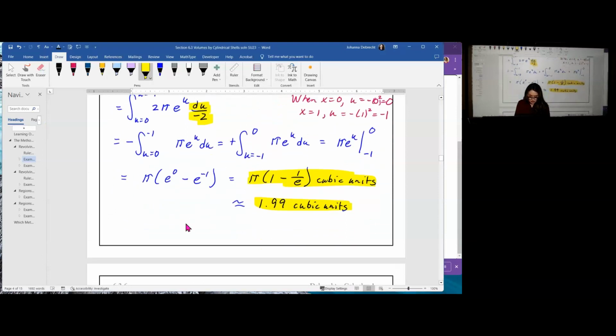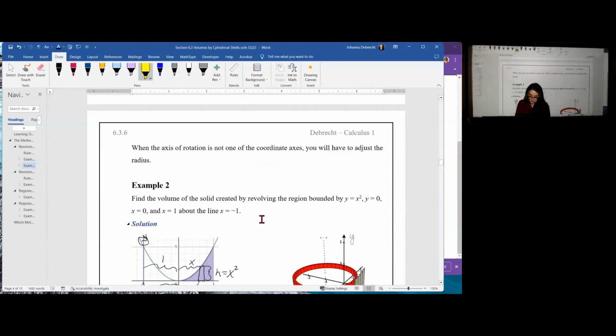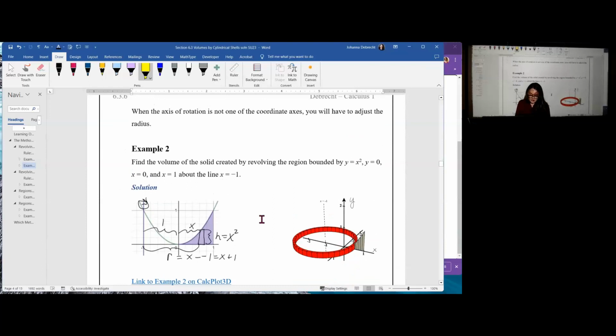Let's now take a look at the next example. What happens when the axis of rotation is not one of the coordinate axes, x or y? In that case, we'll have to adjust the radius. The radius is going to be some expression of the variable in the differential, but it won't simply be x or y this time.